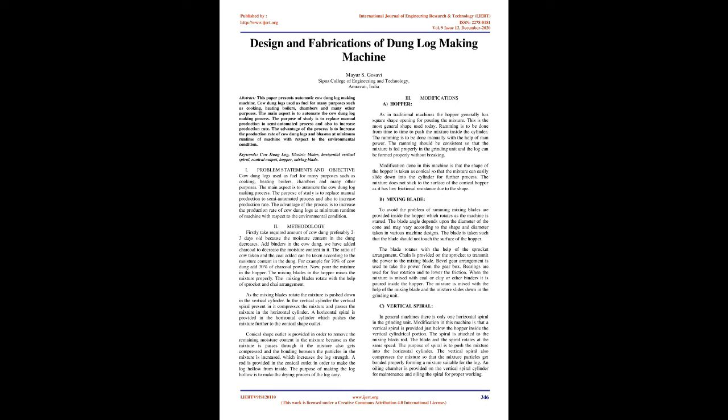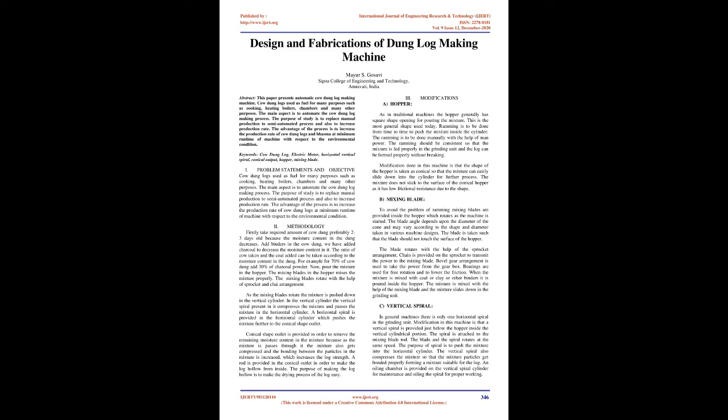Now, pour the mixture in the hopper. The mixing blades in the hopper mix the mixture properly. The mixing blades rotate with the help of a sprocket and chain arrangement. As the mixing blades rotate, the mixture is pushed down into the vertical cylinder. In the vertical cylinder, the vertical spiral present in it compresses the mixture and passes it into the horizontal cylinder. A horizontal spiral is provided in the horizontal cylinder, which pushes the mixture further to the conical shape outlet.